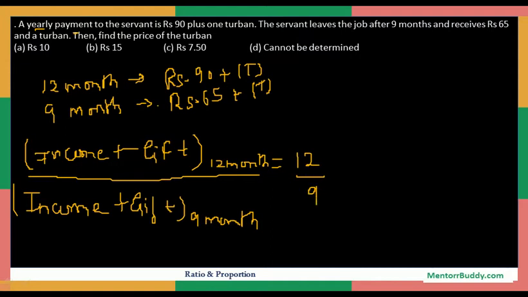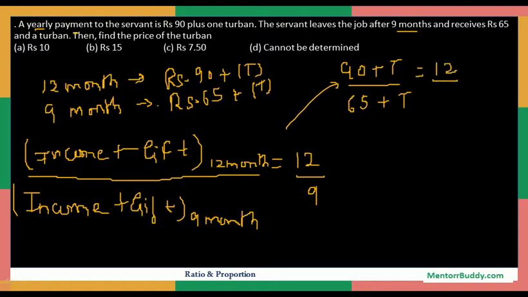So according to this expression we can say the income plus gift for the first 12 months is 90 rupees plus the turban, and for the number of months he had worked, that is 9 months, he had received 65 plus the turban, and that is equal to 12 upon 9. The actual time decided was 12 months. He had worked for 9 months. And solving this, these two are in the form of a ratio, and the entire formation is in the form of a proportion.